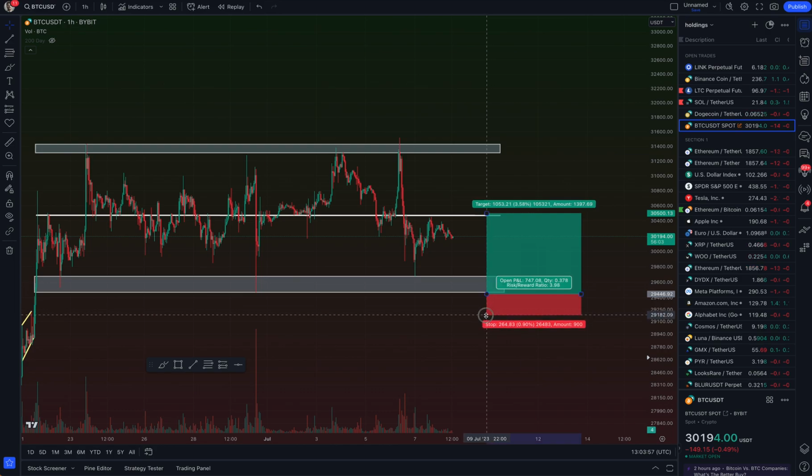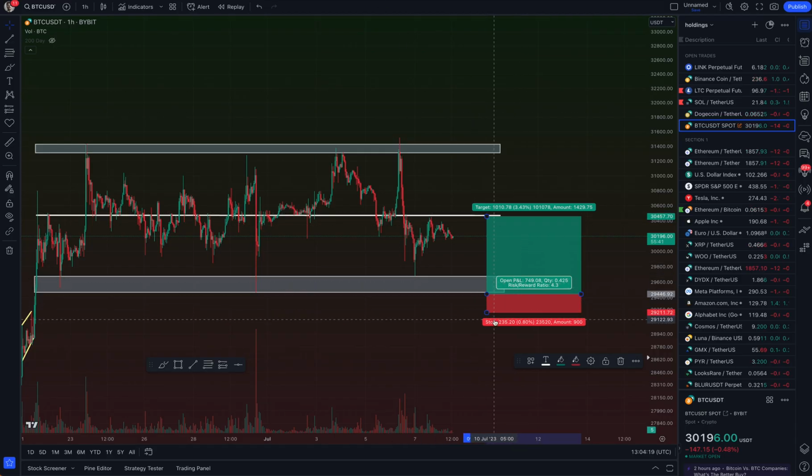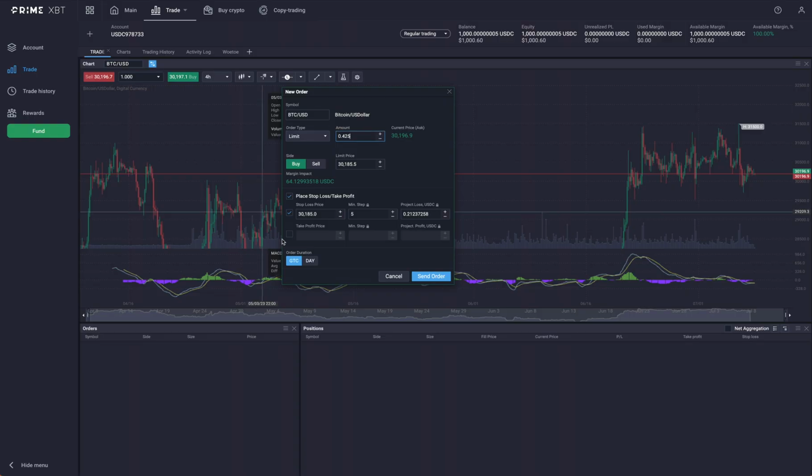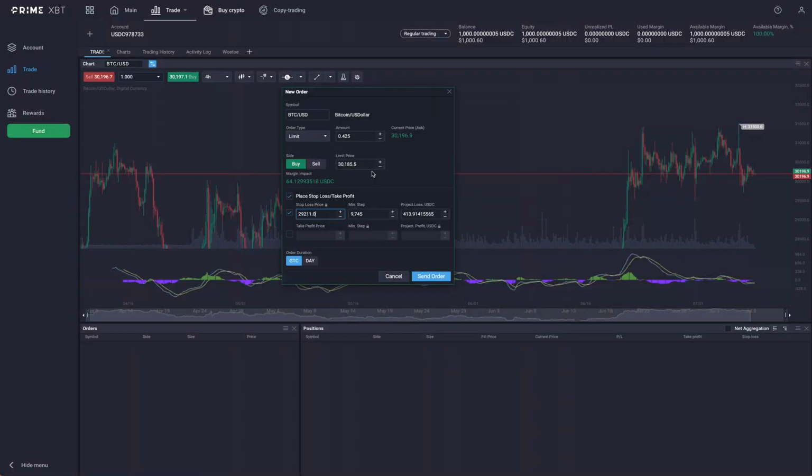So the stop loss would probably be around here. Entry is around there. Target is this. And we see that in order for us to risk $100, our position size should be 0.425, which is what we're going to be entering. So 0.425. And our stop loss, we wanted to have this at 29211. And the entry should be around 29450.